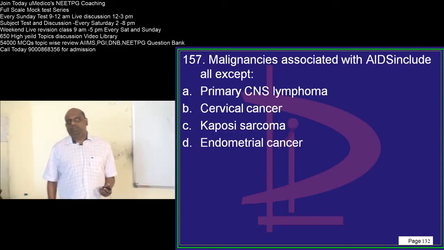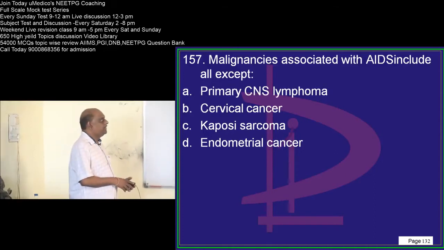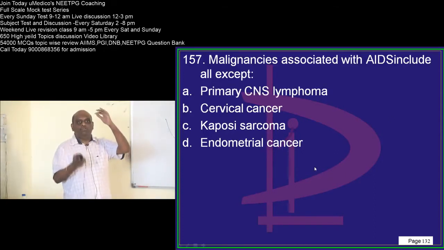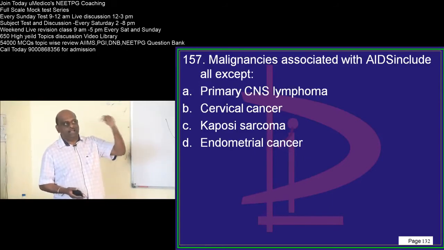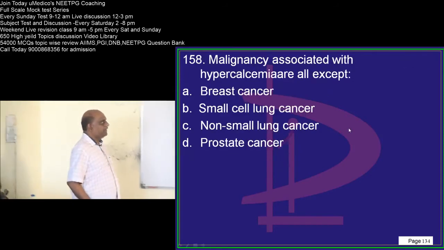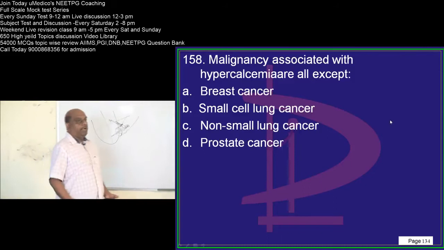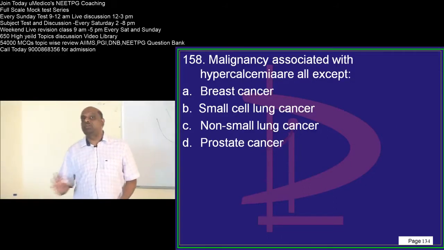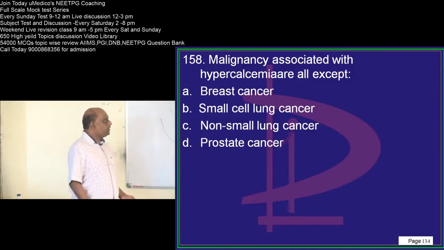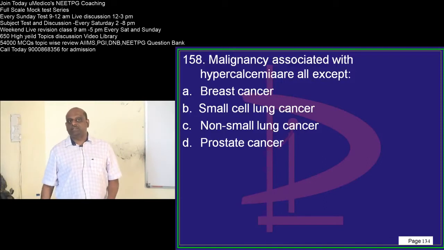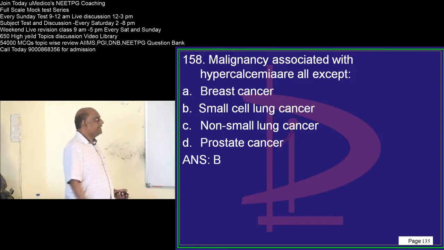In HIV, what do you have? CNS lymphoma, cervical cancer, Kaposi sarcoma. So there is a list of gynecological malignancies recognized to be associated with AIDS, is what you need to remember. Hypercalcemia is associated with squamous cell carcinoma, not small cell carcinoma. Also you will find it in breast cancer, prostate cancer, non-small cell cancer. They are all associated with hypercalcemia.